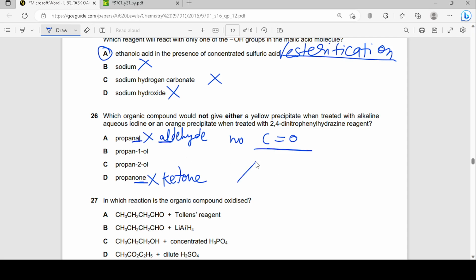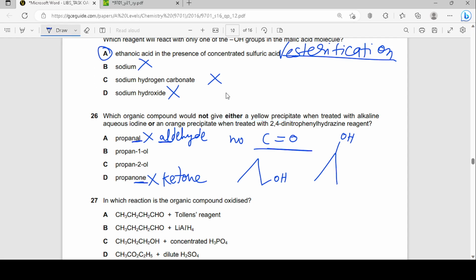Propan-1-ol: propane means it's a three carbon chain, and 1-ol means it has the OH group on the first carbon. Propan-2-ol means it has the OH group on the second carbon. Now, it does not give a yellow precipitate with alkaline aqueous iodine. That's the iodoform test, right?